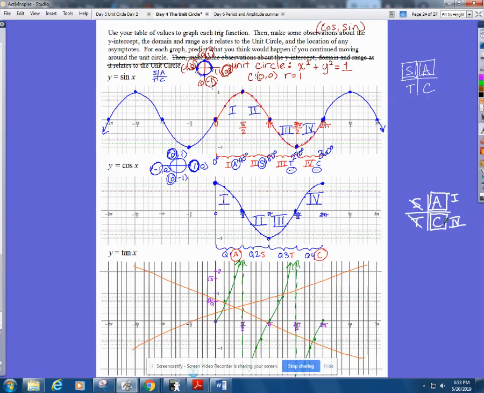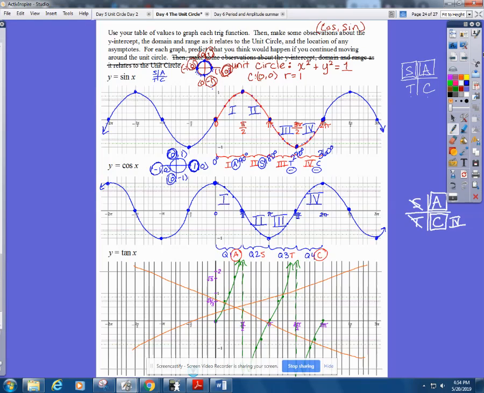If you want to continue the curve, you just start back at the top here. You go from 1 to 0 to negative 1. And then you could put an arrow at the end. And from here, 1, 0, negative 1, 0, 1, and so on. Okay, so hopefully you understand what's basically happening here.